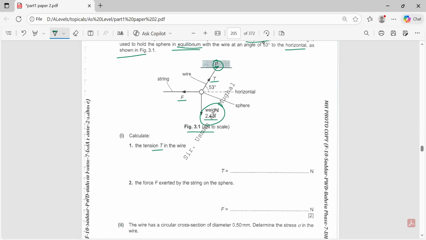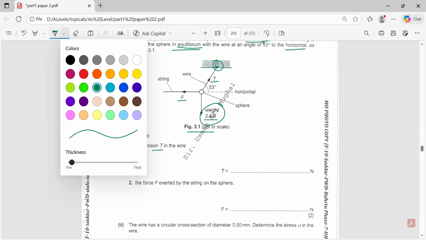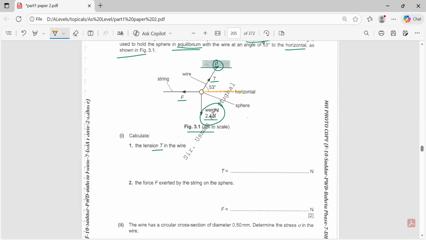So first of all, we will be finding the components of tension. What are going to be the components of tension? First of all, the horizontal component of the tension will be T cos of 53 degrees. And what will be the vertical component of the tension? The vertical component of the tension will be T sine of 53 degrees. Right, so we have just resolved this tension into its components.